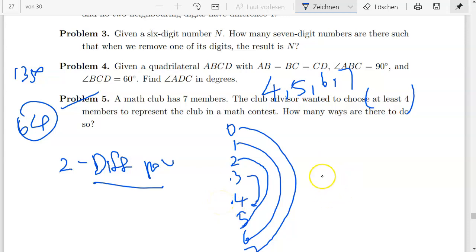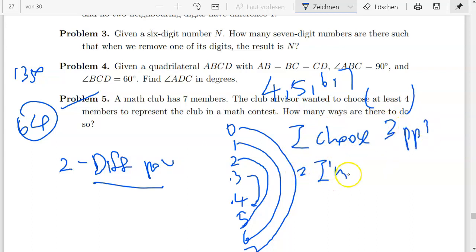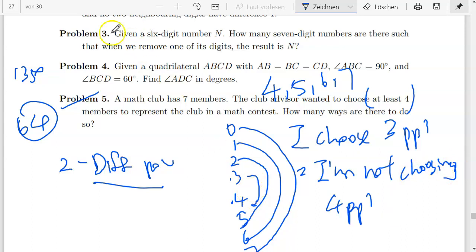So maybe I should write out, if I say I choose 3 people, it is equal to not choosing 4 people to represent in the contest. This is actually a very special way of thinking. And now for another fun part: how many ways are there in total if we want to add all of this together?